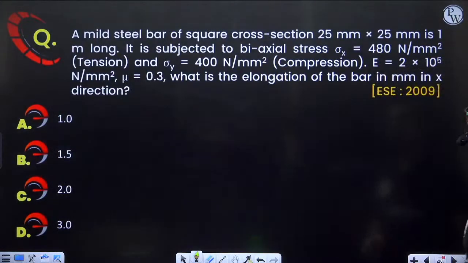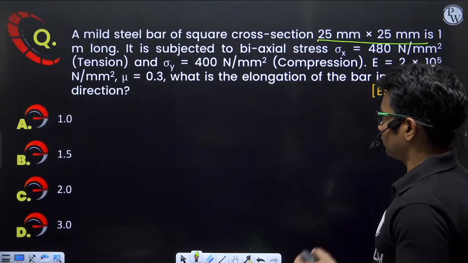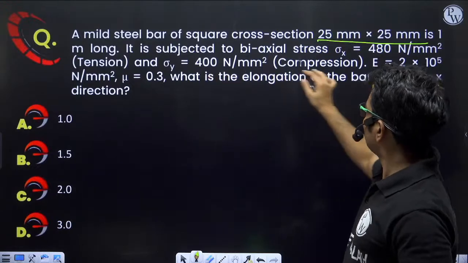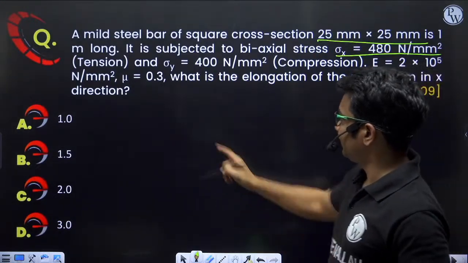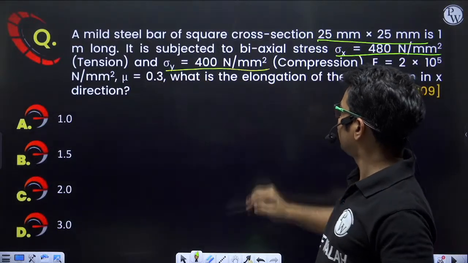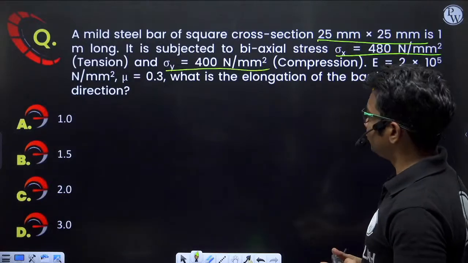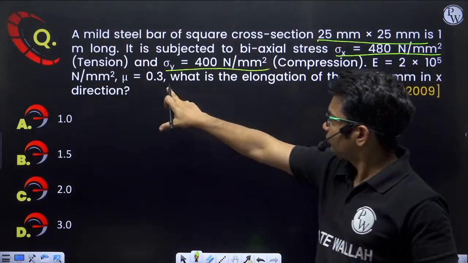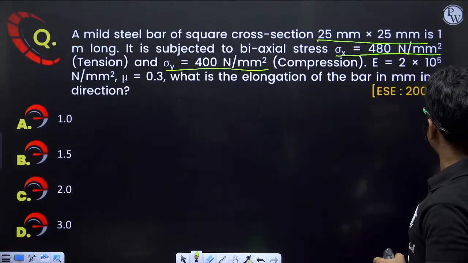Mild steel bar of square cross section 25 mm into 25 mm is 1 meter long. It is subjected to biaxial stress, sigma x is equal to 480 Newton per mm square in tension and sigma y is equal to 400 Newton per mm square in compression. E is equal to 2 into 10 to the power 5. Mu is 0.3. What is the elongation of the bar in mm in x direction?